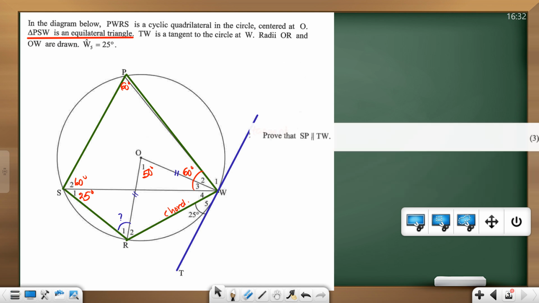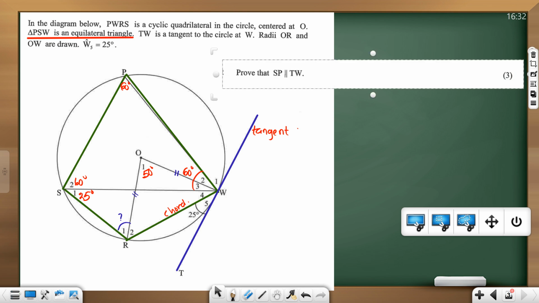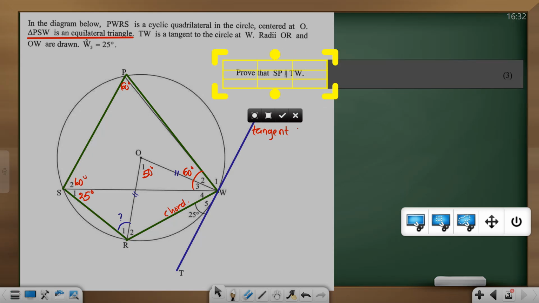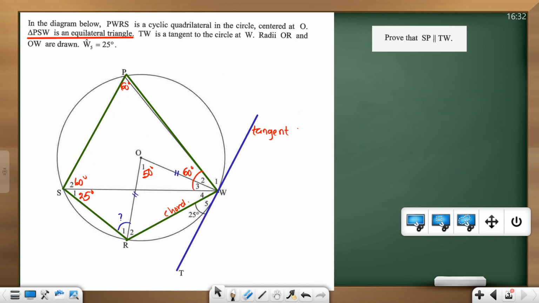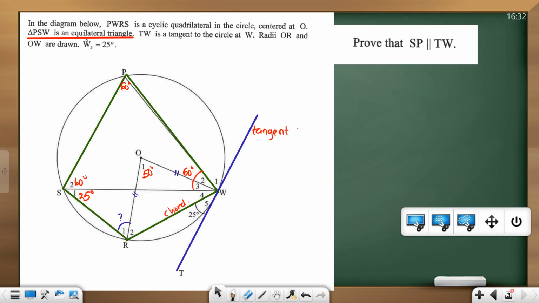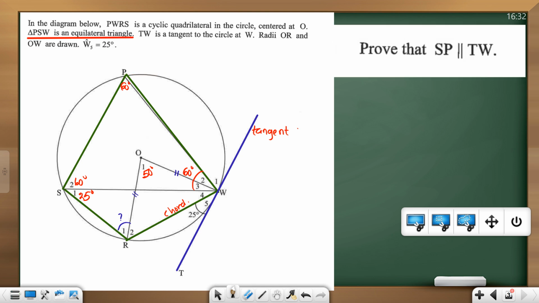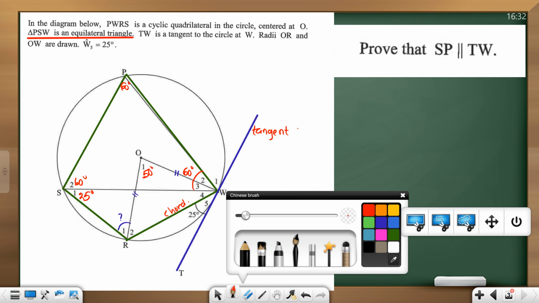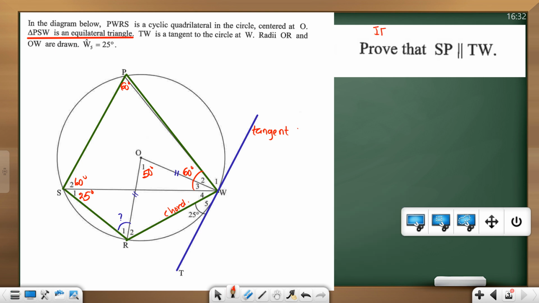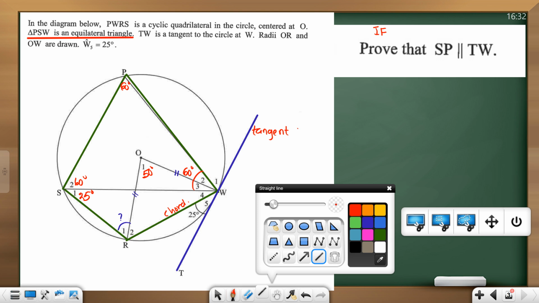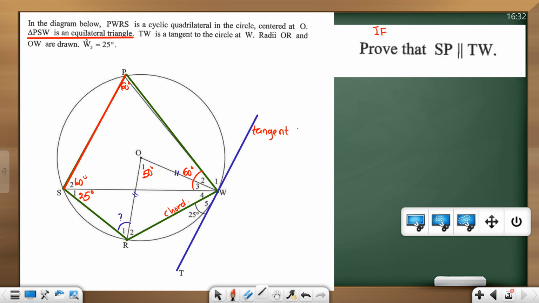Prove that SP is parallel to TW. Guys, please, when you see this question, don't do too many things. First, for them to ask you to prove, it means these lines are parallel. So I'm going to go to my diagram, and you know what we use here? Point number 3. We use the if statement. So if SP is parallel to TW, where's SP? Okay, SP parallel to TW, what should happen?